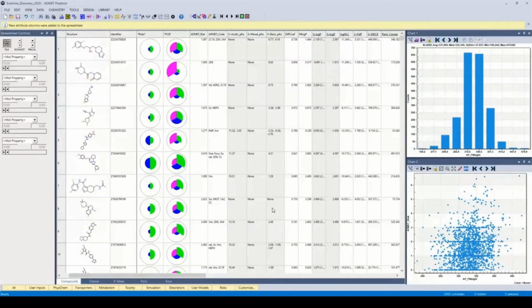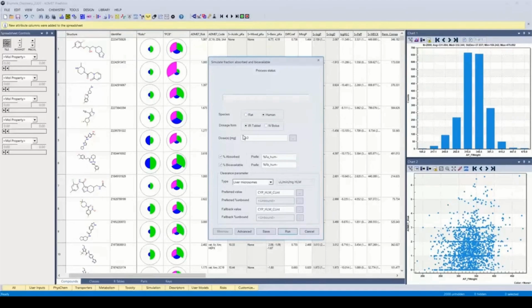So we get our properties calculated back to us, and now we're going to go into HTPK proper. We can just use this icon %FA and %FB over here, which sets up our calculation. Notice that there are two physiologies available, rat and human. You cannot calculate for both at the same time. It's either one or the other, and it is the same for the dosage form, immediate release tablet or IV bolus. It's one or the other, and we are going to select immediate release tablet for the purpose of this exercise.